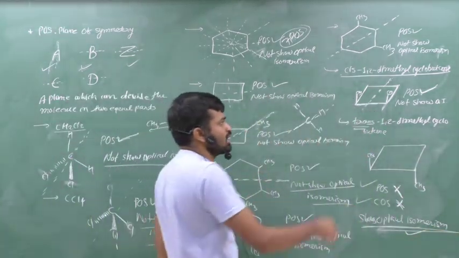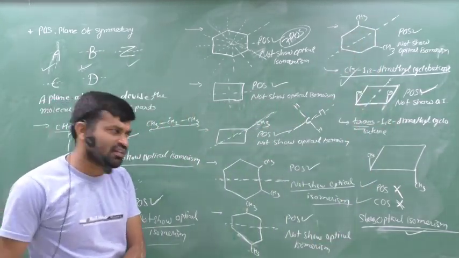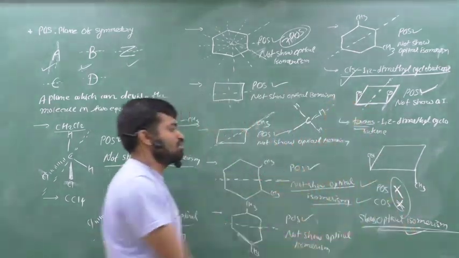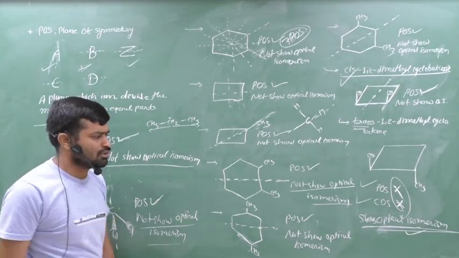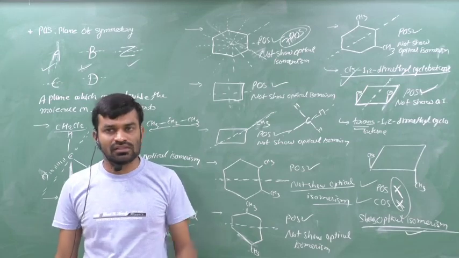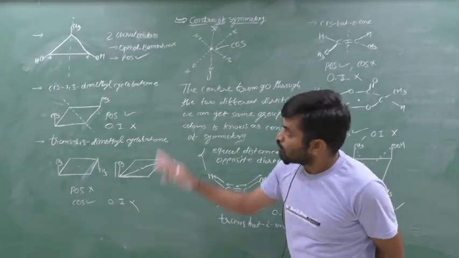The trans form shows optical isomerism, while the cis form does not, because the requirement is not fulfilled in the cis case, whereas in the trans case all requirements are fulfilled. It does not have any symmetry; it is a dissymmetric compound. Therefore, you can say that this compound shows optical isomerism. Now we can think about some other examples.